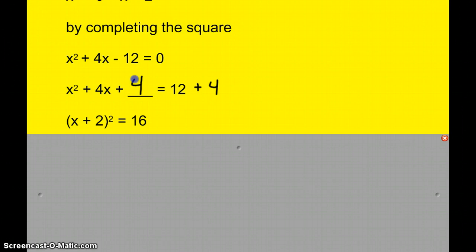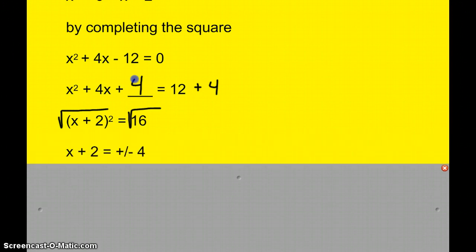So if I want to get rid of that square, I take the square root. That's what our square root method says to do. And now a square root and a square are opposite operations. So therefore, on the left side, I'm left with just x plus 2. On the right side, when I take the square root of 16, I get plus or minus 4. We need to make sure we remember, whenever you take a square root method, you're going to get a positive and a negative solution.